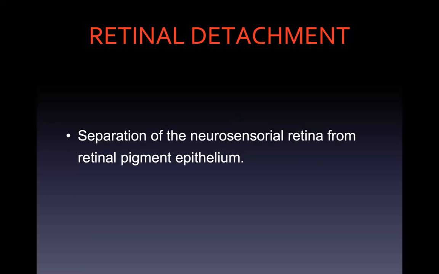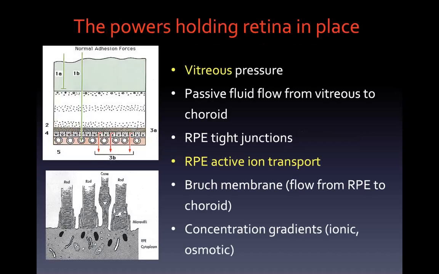It is separation of the neurosensorial retina from the retinal pigment epithelium. But there are some forces holding the retina in place, and the vitreous is the major one, the main force supporting the retina. The second one is the RPE cells. The RPE cells have an active ion transport system, which pumps any fluid that accumulates between the photoreceptor cells and the retinal pigment epithelium towards the choroidal side, so that there is no accumulation in between causing retinal detachment. So these two are very important.